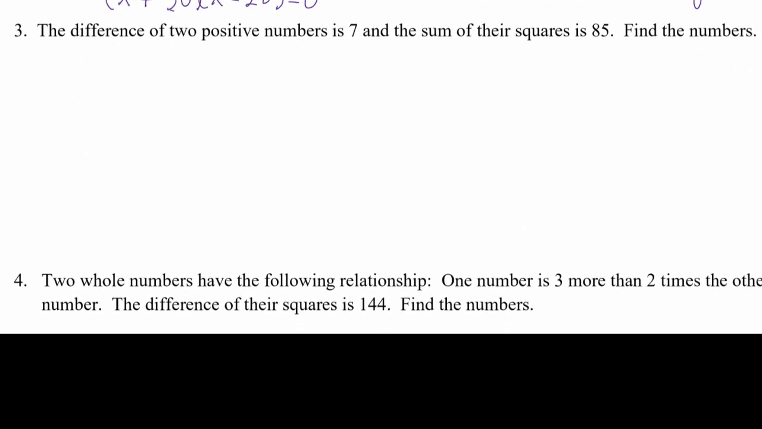This one says the difference of two positive numbers is 7. So the difference of two positive numbers is 7. The sum of their squares is 85. So these aren't consecutive odd or even numbers necessarily. You just know you have two numbers whose difference is 7. And then the sum of their squares is 85. Find the numbers. So let's let x be the smaller integer. Smaller positive number.